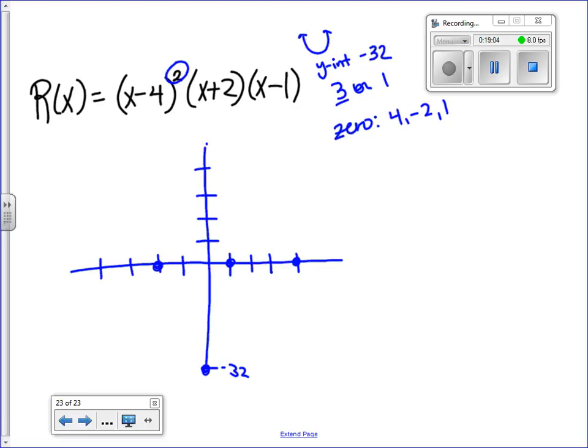Even multiplicity. So it does start up and is that where it bounces? How do I know it doesn't bounce in? Right. It goes up, bounces, keeps going. Right.